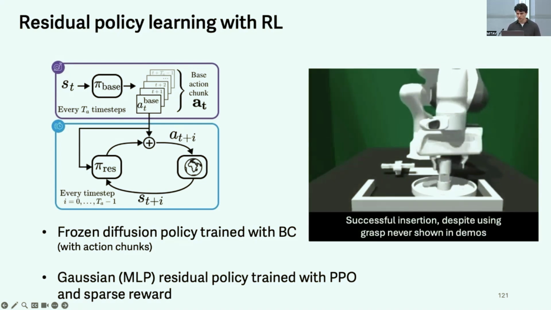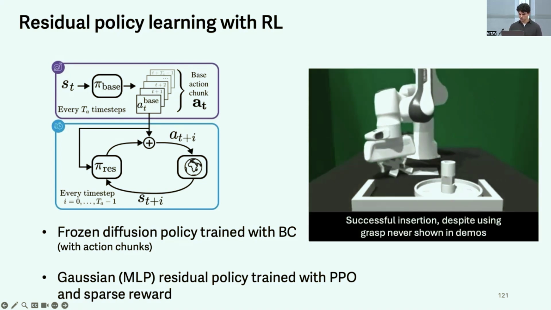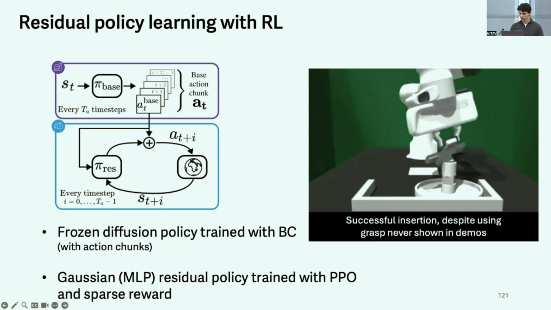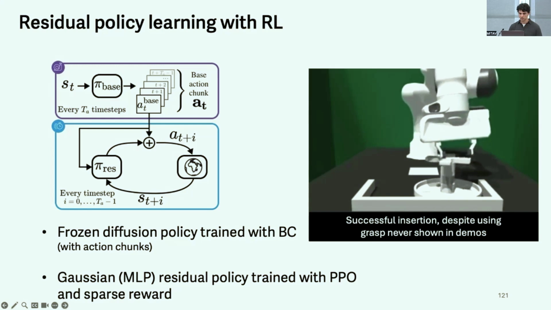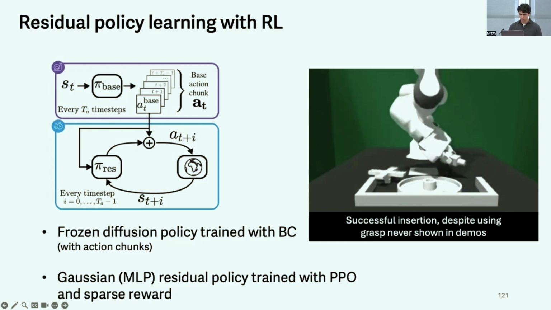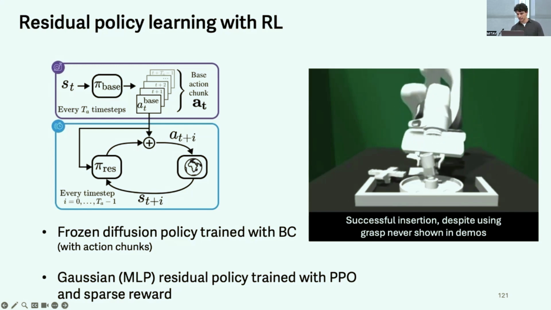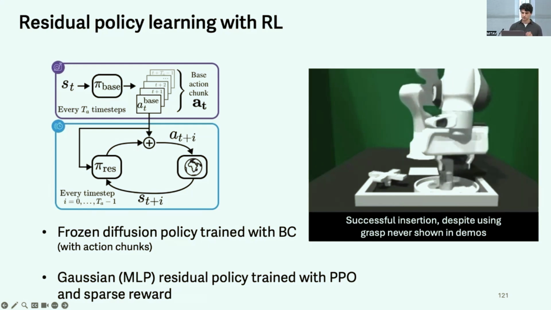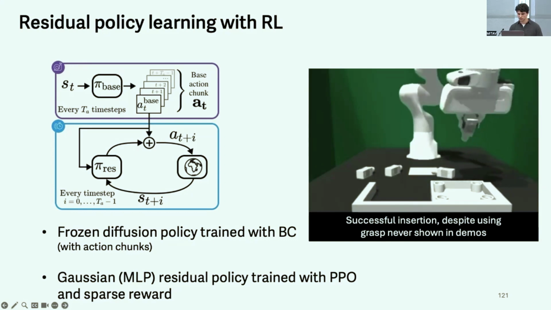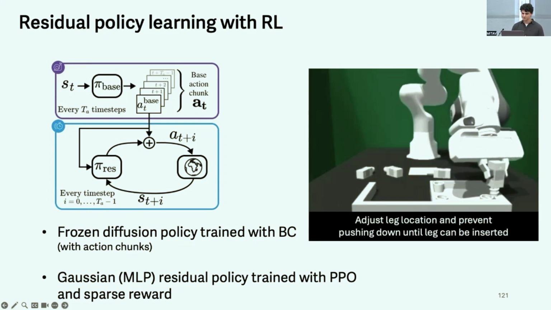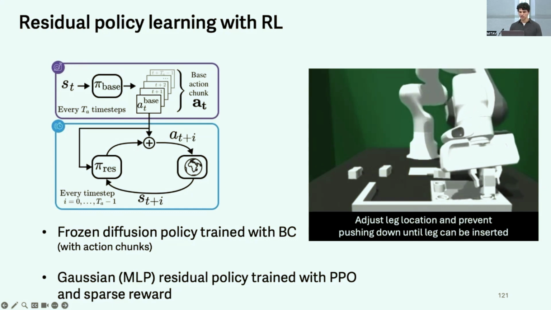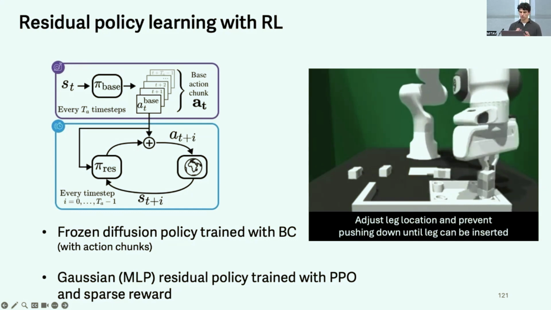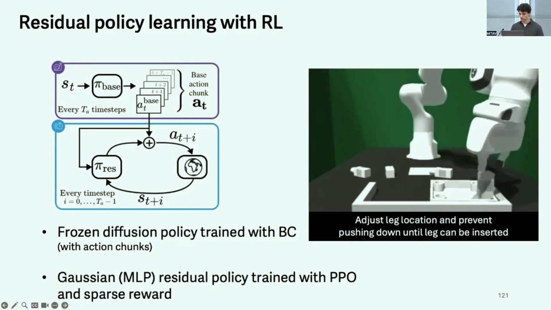So first, we'll see some quick examples of the robot doing a successful insertion despite the part moving in the hand a lot, and the robot using this grasp that was never seen before in the demonstrations. And there will be one more example here. Again, it's grasping at this tilted angle that was never done, but it can still figure out how to do an adjustment and get the insertion right. That was a really common failure case of the pure BC policy. And then in the second example, it figures out how to adjust the leg location and prevent it from pushing down until it's really over the hole, and only when it's over the hole does it proceed with the screwing.